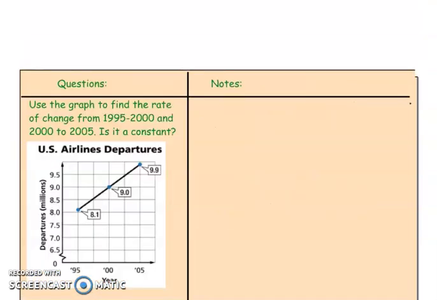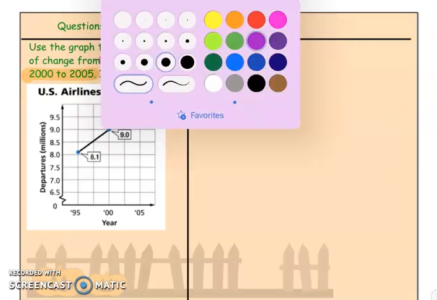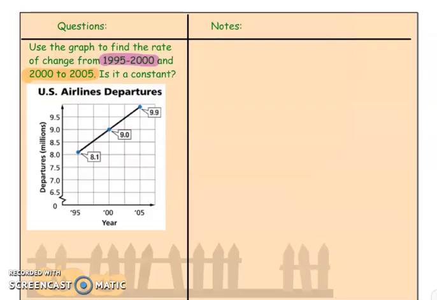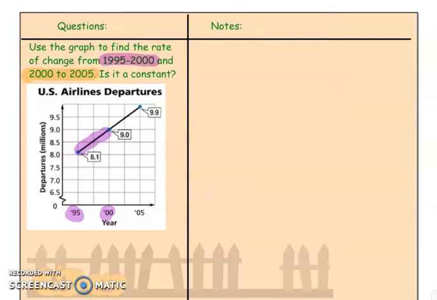All right, now we're on to some graphs. Now, this graph is asking us to find two different rates of change. 1995 to 2000, and then 2000 to 2005. Okay, so for the first one, 1995 to 2000. So this is the piece of the graph that I'm talking about. So for this piece of the graph, so from 1995 to 2000, the change in y divided by change in x.